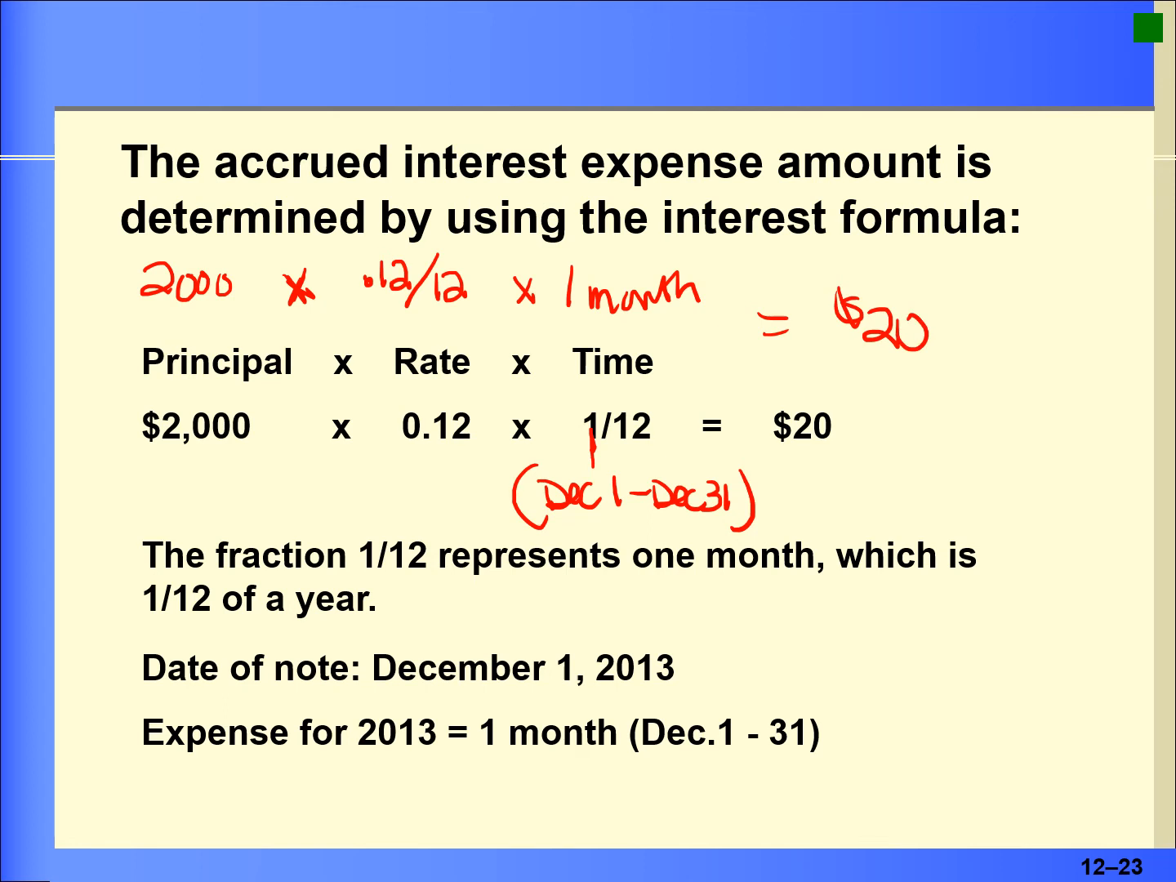So the actual adjusting entry would then be, you're going to have interest expense, and you're going to credit an interest payable for $20.